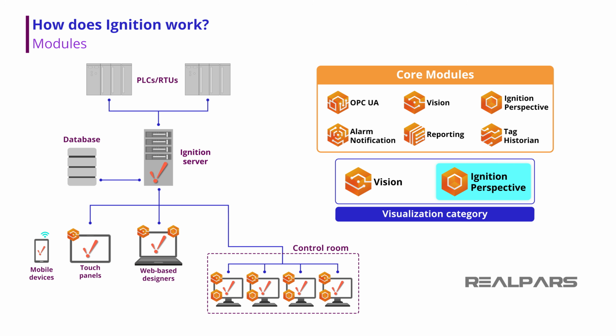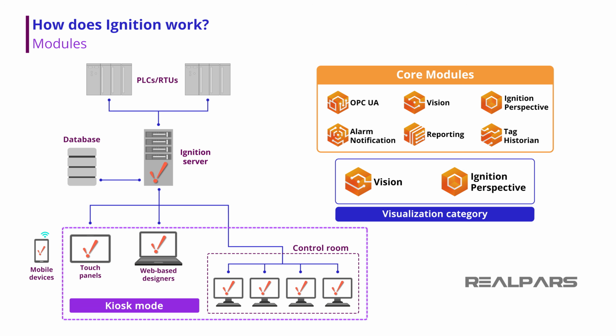Because of how it's designed, Perspective can be used on mobile devices, such as tablets and smartphones. You can also use what is called kiosk mode for a more traditional feel that works well with control room monitors and plant floor HMIs. If you're interested in Ignition's most current and modern software, Perspective is the way to go.